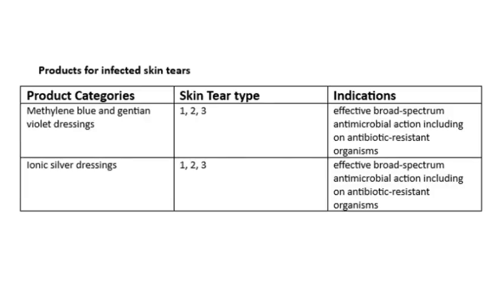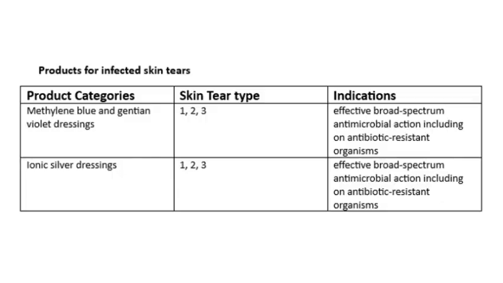Next, we'll have a peek at the different antimicrobials that are suggested in best practice for skin tears. So we have methylene blue and gentian violet dressings. Now these can be used for types 1, 2, and 3. It's a broad spectrum antimicrobial, and this does include antibiotic resistant organisms. And then we have our silver dressing. So this is good for type 1, 2, and 3.